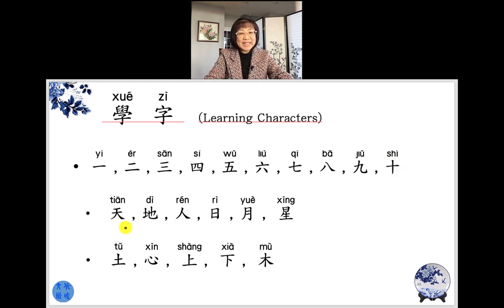Second line. 天, 地, 人, 日. Be careful about this character. I know it's a little difficult. So this one is 日, 月, 星, 土, 心, 上, 下, 木. All right, move on.